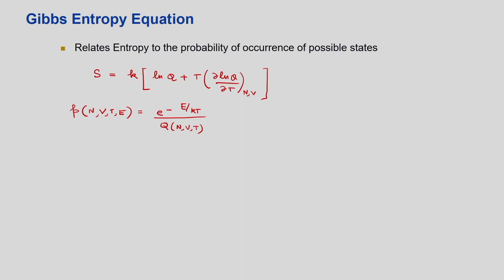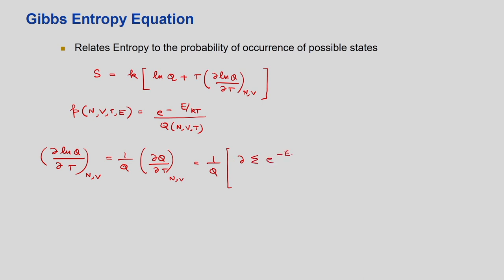Now let us do some mathematics and see if I can write this in terms of energy. I will reduce this derivative term, ∂ln Q/∂T. I write it like this, 1 by Q, and open up this Q. Q is the summation over all states j of e to the power of minus Ej by kT, differentiated with respect to T at constant N and V. So I reduce this expression to 1 by Q, the summation of e to the power of minus Ej by kT into Ej by kT squared.